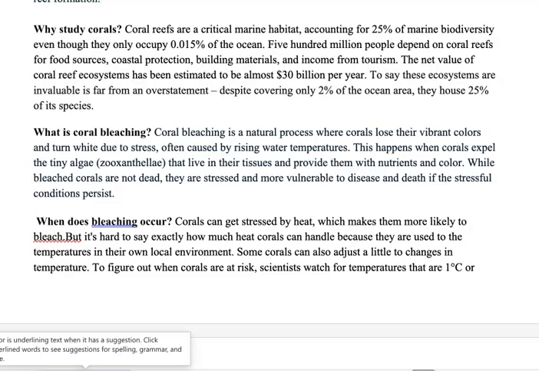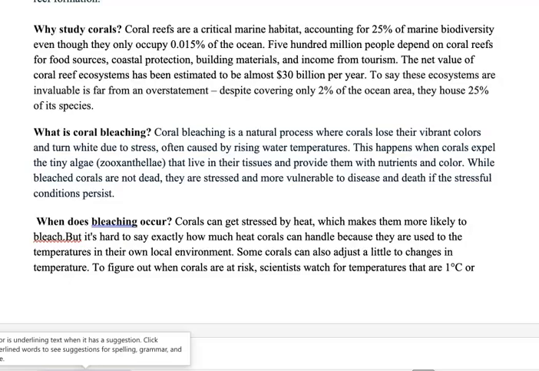The net value of coral reef ecosystems has been estimated to be almost $30 billion per year. To say these ecosystems are invaluable is far from an overstatement. Despite covering only 2% of the ocean, they house 25% of its species.